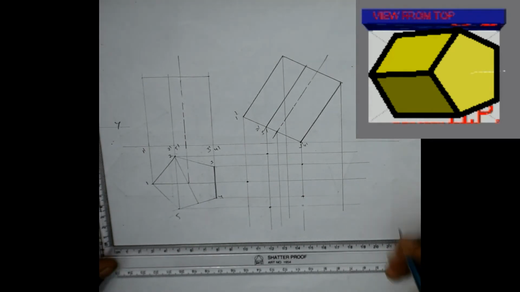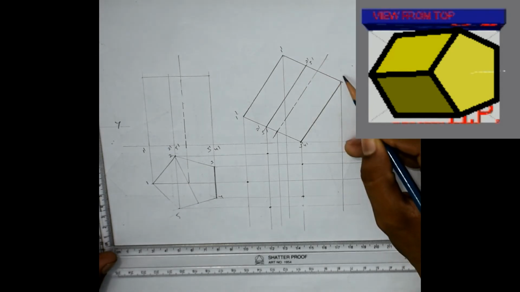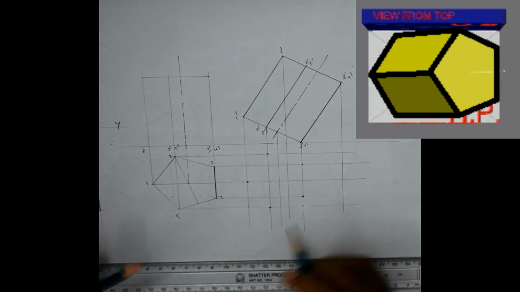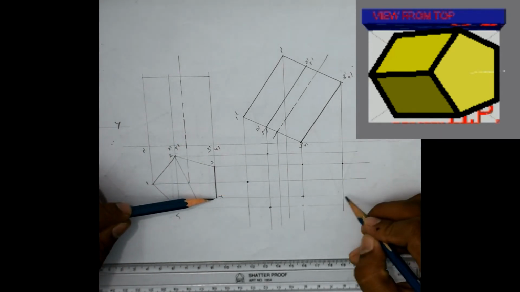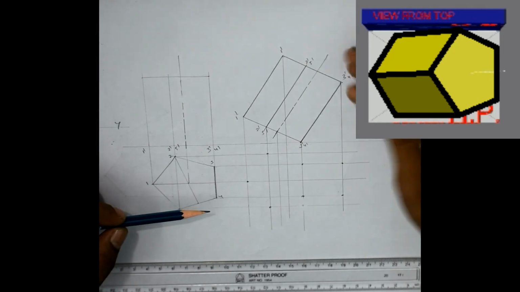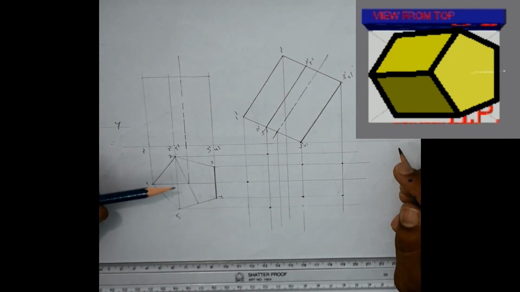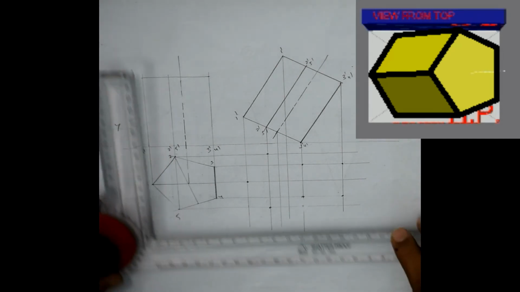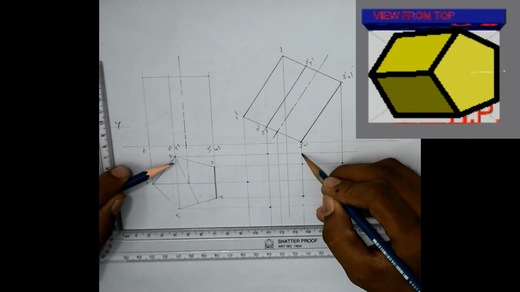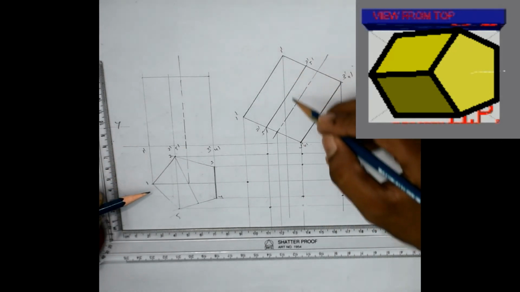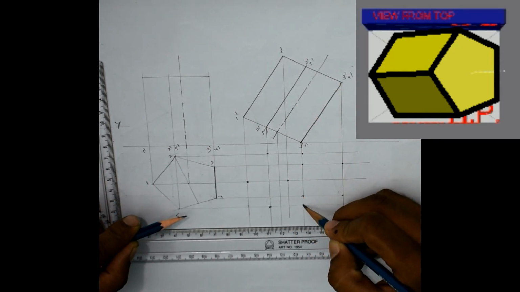Sorry. And we can take points here also, the same points, 2 dash, 5 dash, 3 dash, 4 dash, same points, doesn't matter. This is 3 dash and this is 4 dash. Actually this is the top base, this is the bottom base, but still I am marking the same points. From that, the second line from here and second line from here, first line from here and first line from here, fifth line from here and fifth line from here.